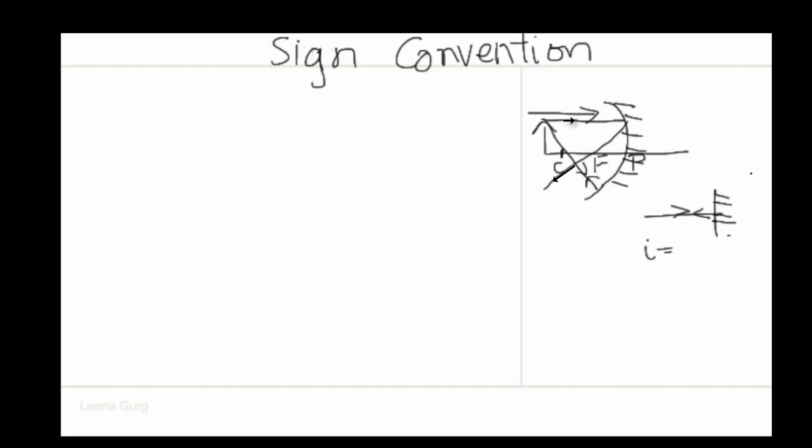Now coming back to what we were doing, we are taking a look at the sign convention. This is the image which is formed over here. The distance from the pole of the mirror to the object, let's say this is O, this distance is represented by U, and the distance of the image from the mirror, this distance, is represented by V, and the focal length, the distance FP, is represented by small f. Now let's see what sign conventions we will use.